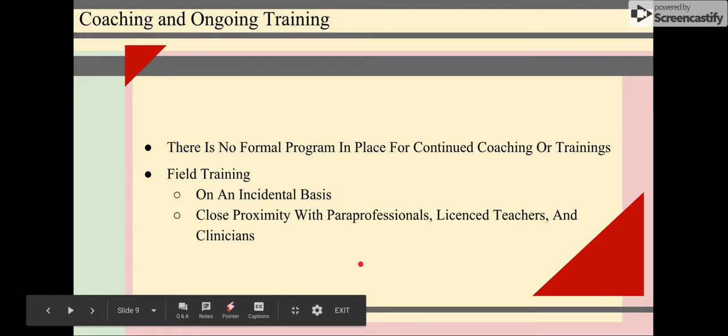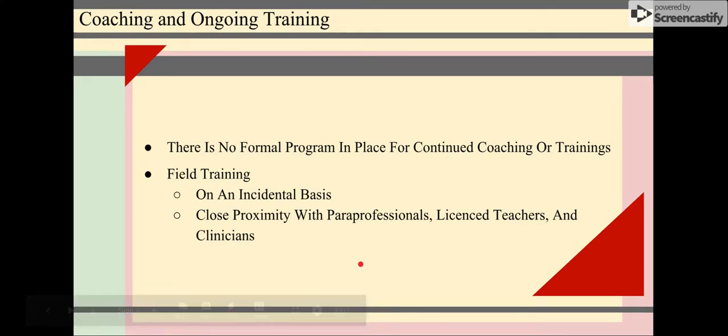As far as coaching and ongoing training, there's no formal program in place. They do have an opportunity to get field training on an incidental basis because of the close proximity with the paraprofessionals, such as the teachers and expert roles, and some of the paraprofessionals, such as the RBTs, that are already existing.